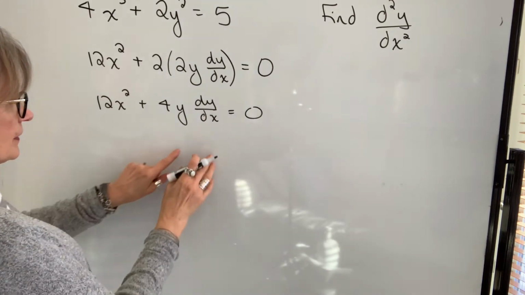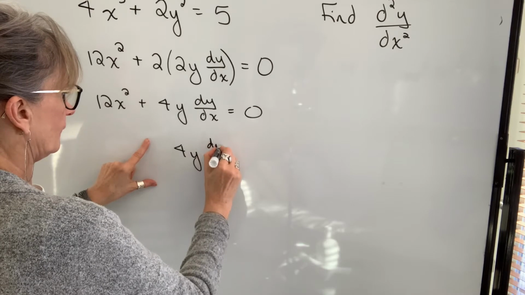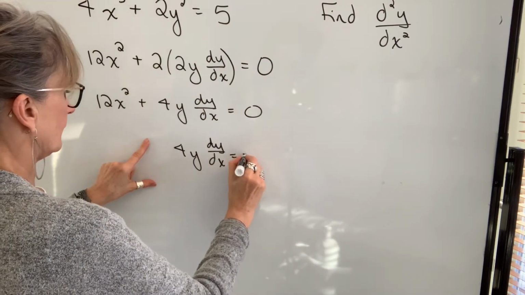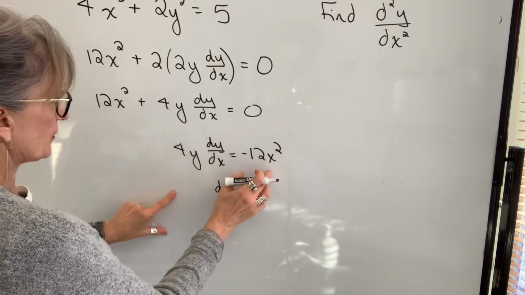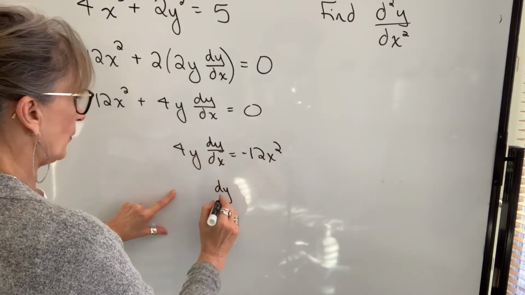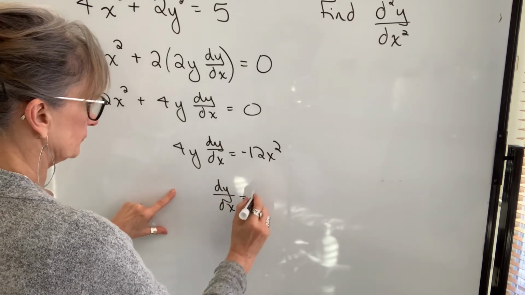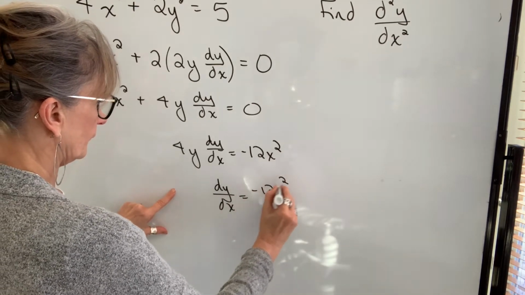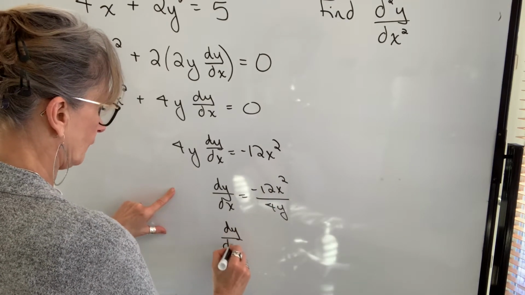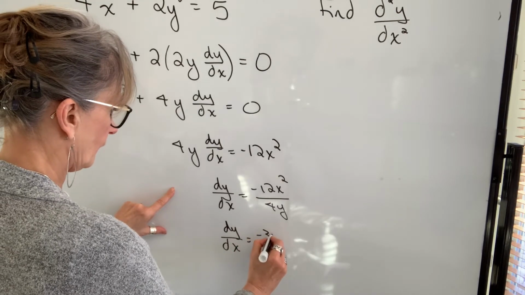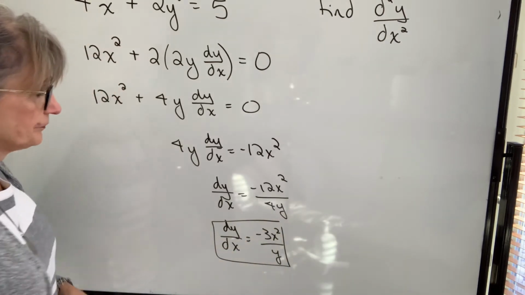And then what I'm going to do is I'm going to isolate dy dx. So I'm going to subtract 12x squared from both sides, and then I'm going to divide by 4y. So that's my first derivative.